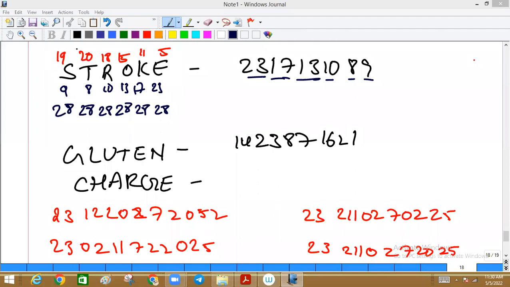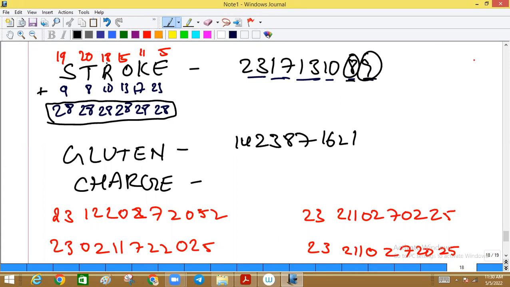Okay. So just try to add some value so that we always get 28. So we added 9, 8, that is 19 plus 9, 28; 20 plus 8, 28; R 18, 18 plus 10, 28; O 15, 15 plus 13, 28; K 11, 11 plus 17, 28; E 5, 5 plus 23 is 28. Yes, sir. What is the answer?